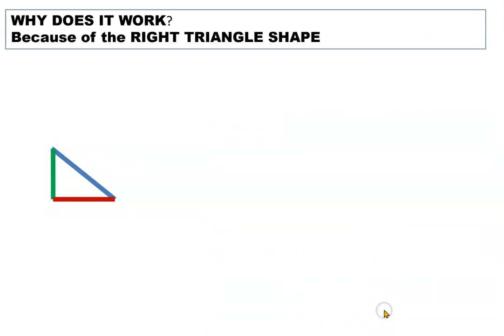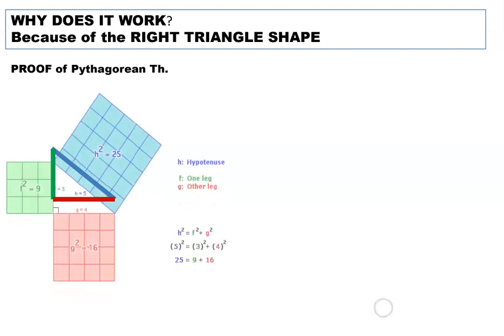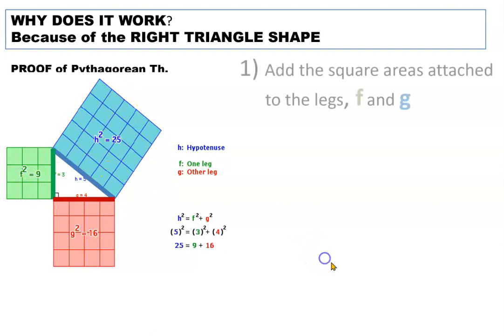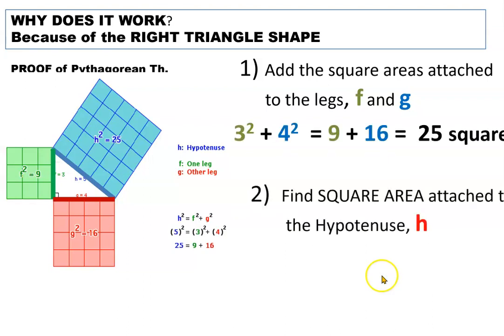Why does this work? Because of the right triangle shape. Watch this carefully. It's a geometry proof. What they did is they said take 3 and draw a square over here. So 3 squares and 3 squares. 3 times 3 gives you 1, 2, 3, 4, 5, 6, 7, 8, 9 squares. Here's 4. So a 4 by 4 square, 1, 2, 3, 4. 4 times 4 gives you 16. And up here we take this and we have 1, 2, 3, 4, 5. And we have 5 times 5 is 25. What happens is you add the 9 and the 16, and they will always add to the hypotenuse squared, 25. So that's what I've written over to the side here.